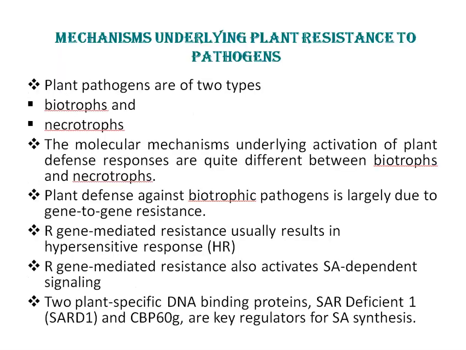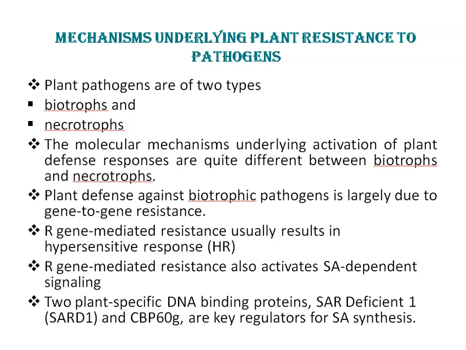Next is mechanisms underlying plant resistance to pathogens. Plant pathogens are broadly divided into two types, biotrophs and necrotrophs, according to their lifestyles. Biotrophic pathogens gain nutrients from living host tissues, whereas necrotrophic pathogens kill host tissue and feed on the remains. The molecular mechanisms underlying activation of plant defense responses are quite different between biotrophs and necrotrophs.